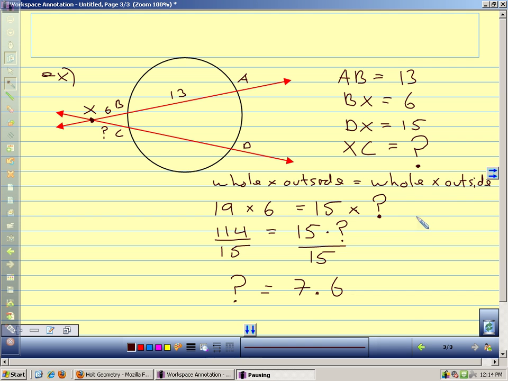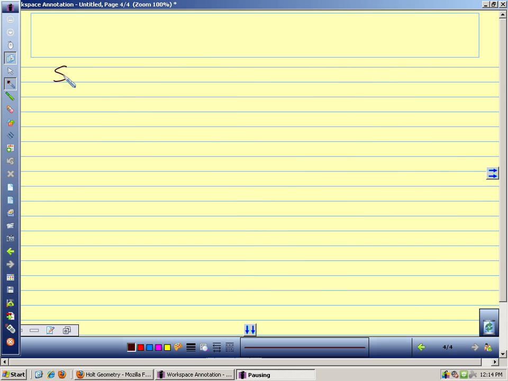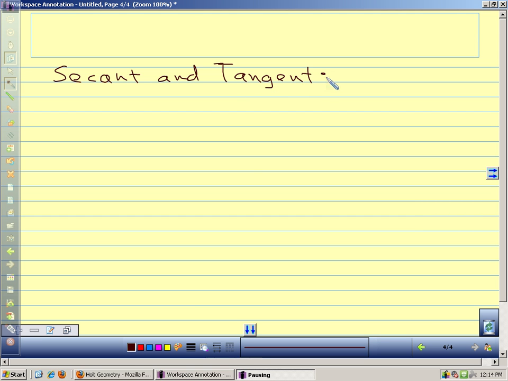So the whole times the outside equals the whole times the outside. Questions on the example? Okay. And remember, with our gray boxes, we're talking about lengths, not angles and arcs. All right, let's look at our next rule, our next combination. Our next combination is a secant and tangent. Similar rule, just a little bit different.